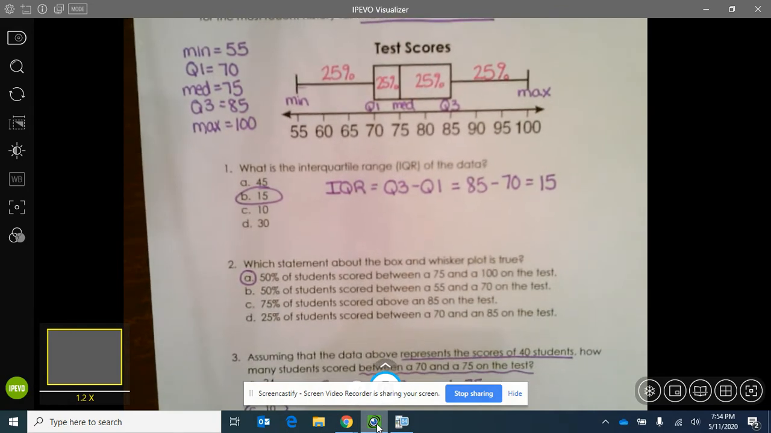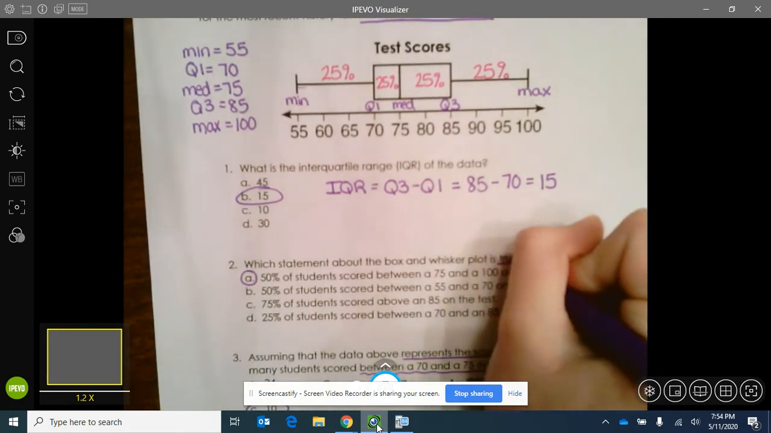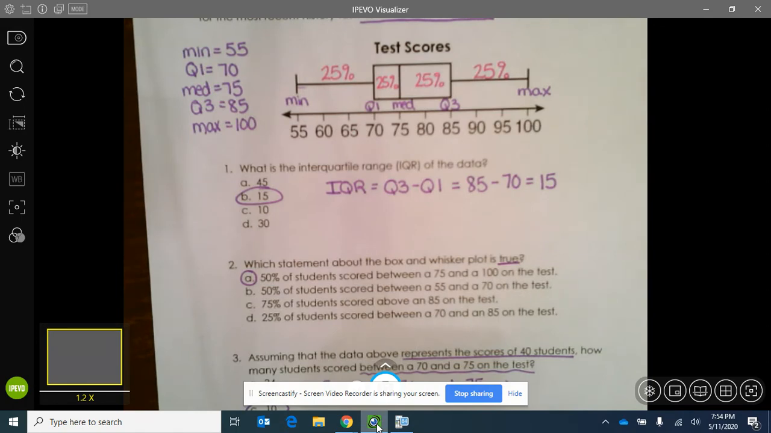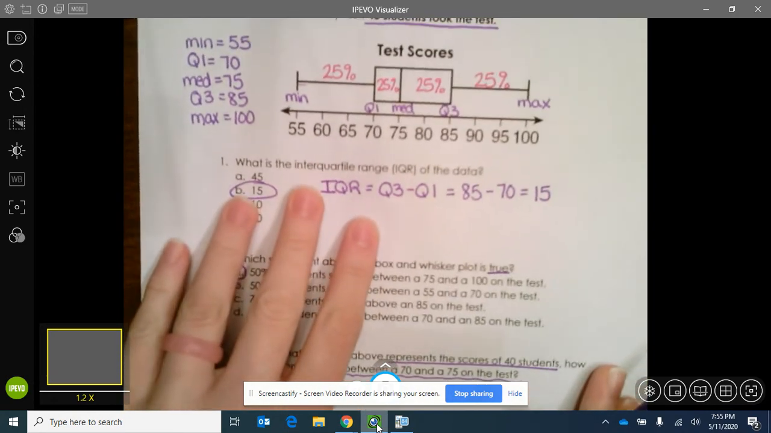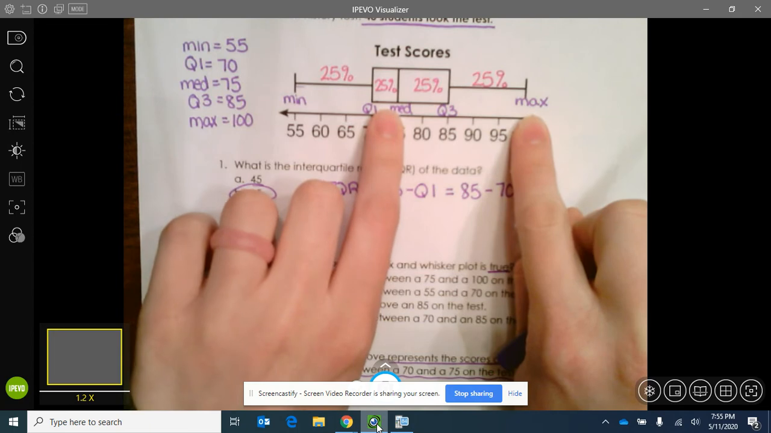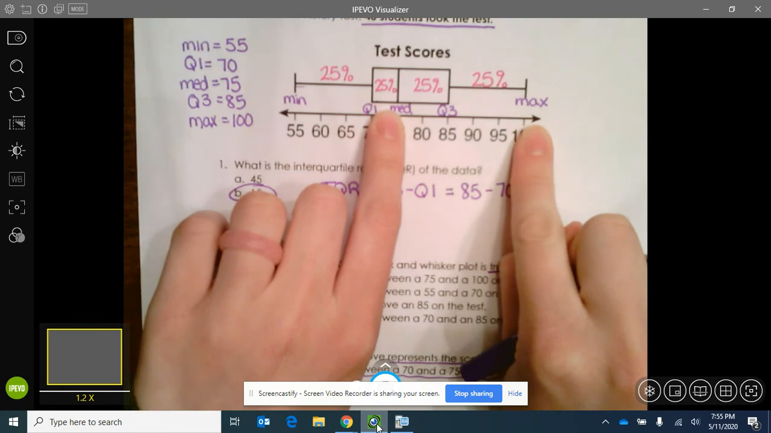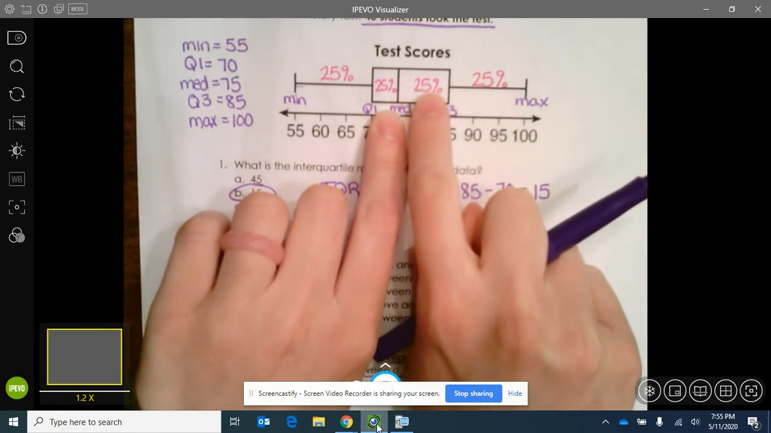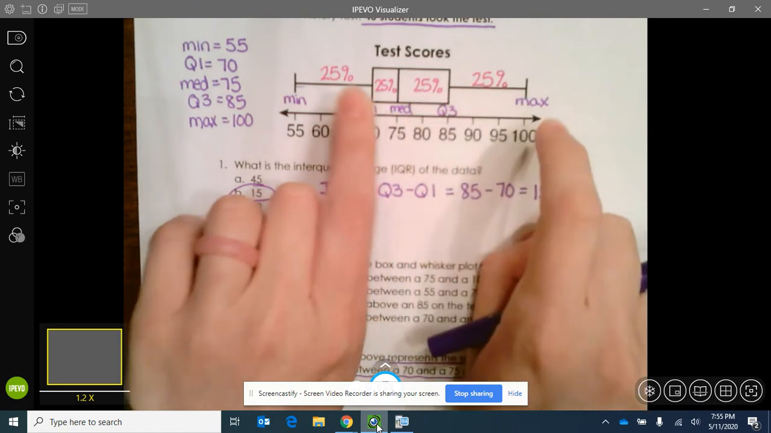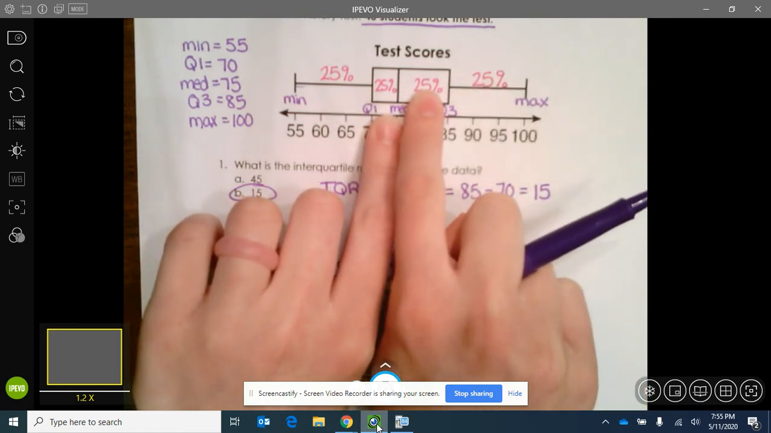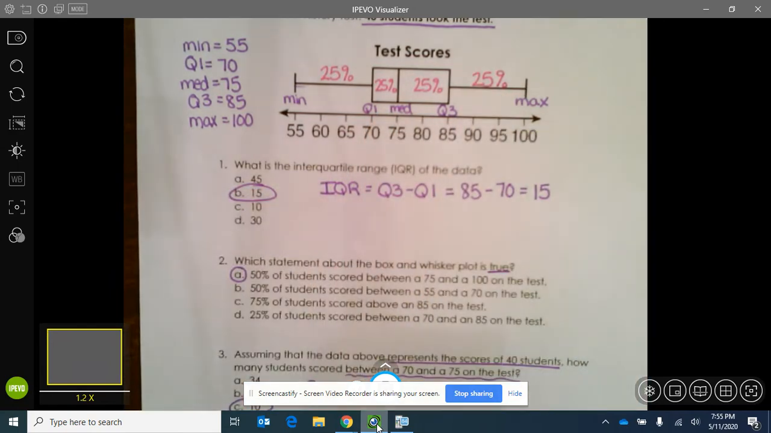Number 2 says, which statement about the box and whisker plot is true? So I'm looking for a true statement here. You're just going to have to go through these one at a time. Letter A was the correct answer here. It says 50% of the students scored between a 75 and 100. So if you look on your box and whisker plot, you want to identify where 75 and 100 are. 75's here, 100's here. Notice that 2 parts of the box and whisker plot are between 75 and 100. Because each part is 25% of the data, from 75 to 100, 25% here and 25% here does give you a total of 50%. So that one's true.